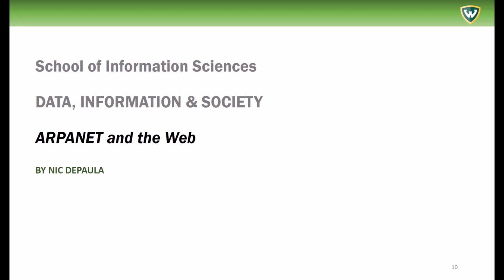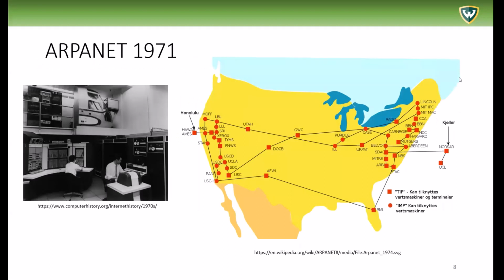Hi everyone. Today we're going to be talking about ARPANET, the precursor of the internet and the web, the World Wide Web, and the proposal for the World Wide Web, which was a revolutionary set of technologies that built on top of the internet. First, let's talk about the ARPANET in 1971.